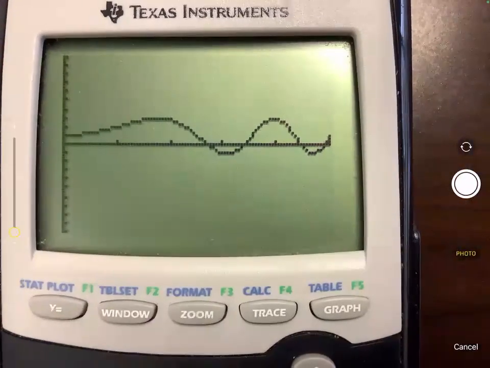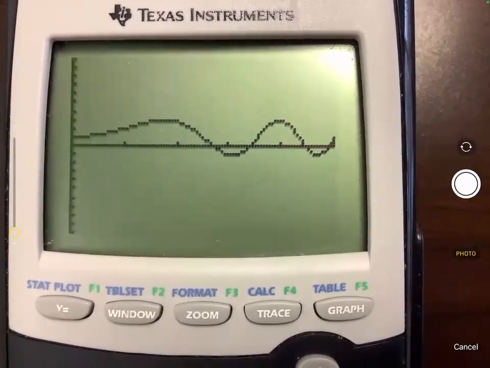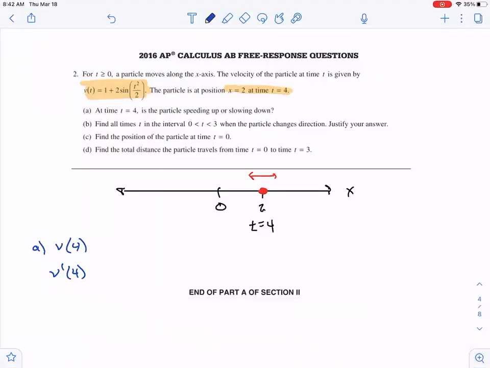Okay, so there is my velocity function that I'm looking at. Each tick mark on the horizontal represents 1. So I can see 1, 2, 3, 4. I can see velocity is positive, so I'm just going to indicate that. Velocity is positive. Now I'm going to use my calculator to come up with the value for v prime, which is acceleration at that same time.